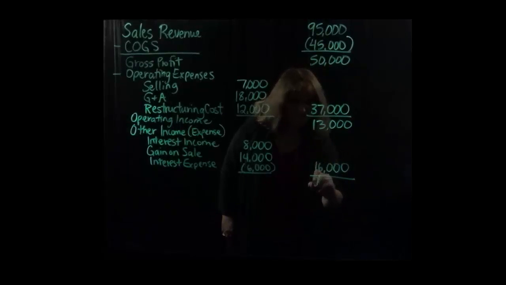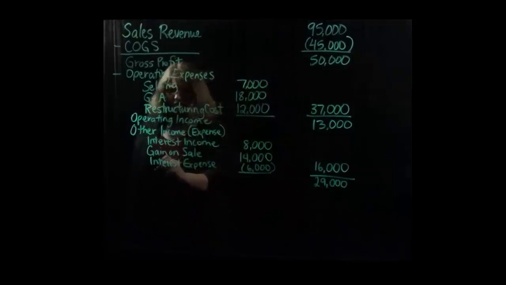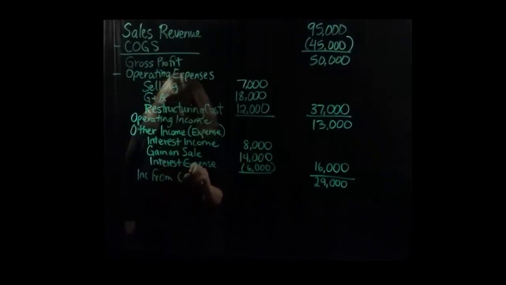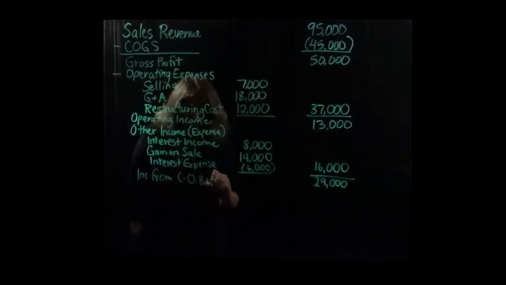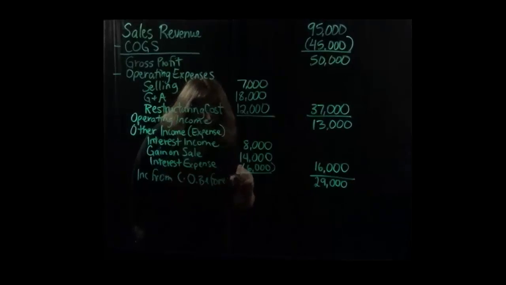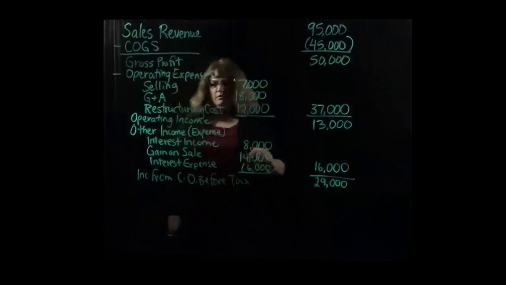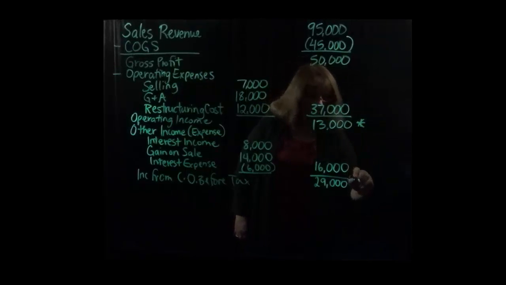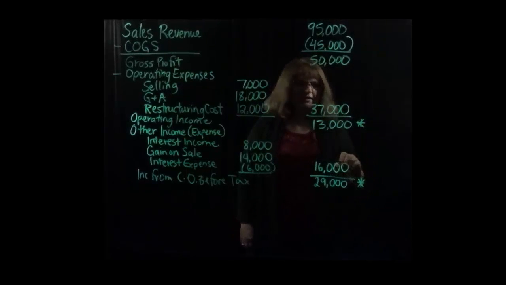That then leaves us with $29,000 as our income from continuing operations before tax. Okay, so far this is one of the numbers that you were asked to calculate, and this is the second number you were asked to calculate.